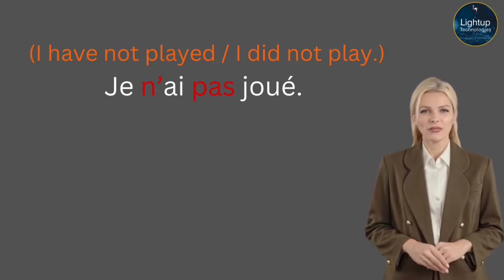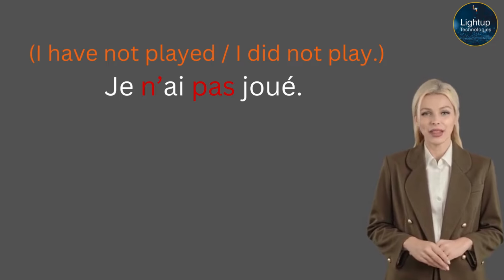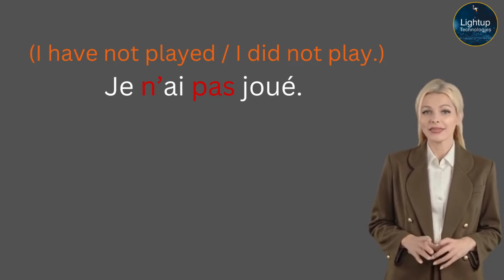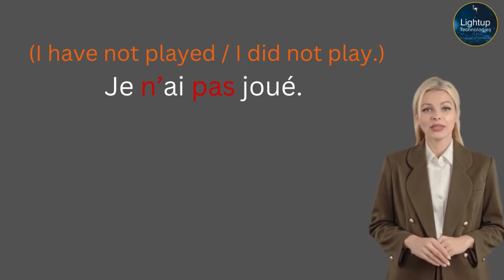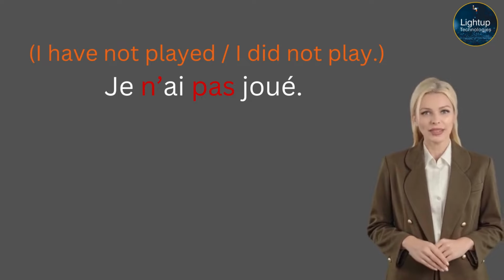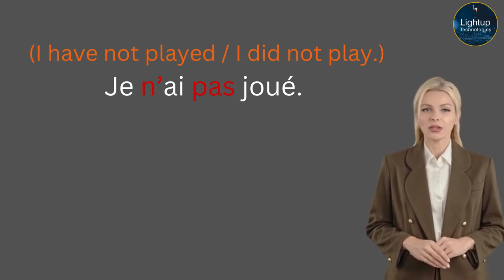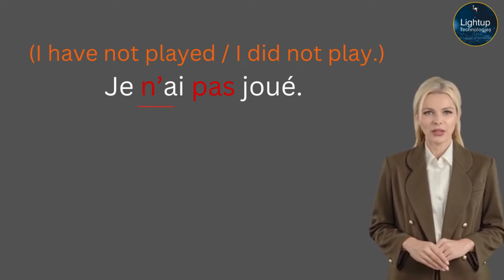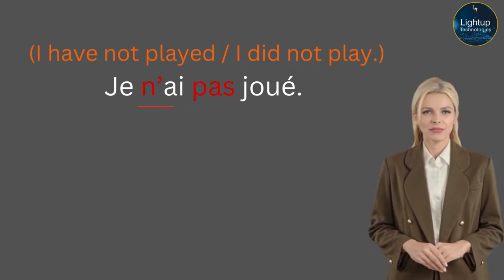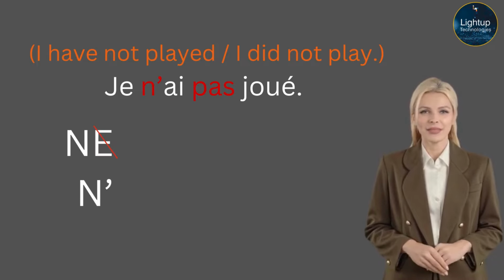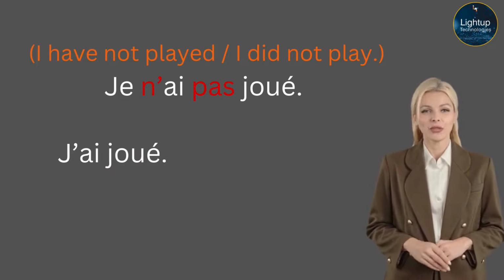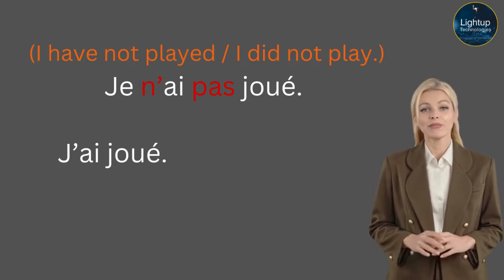You will have to be very careful with this one. In French, we do not say, I didn't play. We say I have not played. You must remember this before you use the negation in the passé composé. Now, have a look at the reason why I have put an apostrophe. Because ai begins with a vowel, so we drop the e of ne, as we do with je. We drop the e. J'ai joué.